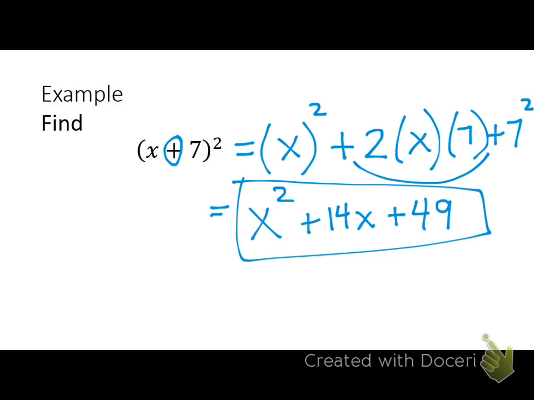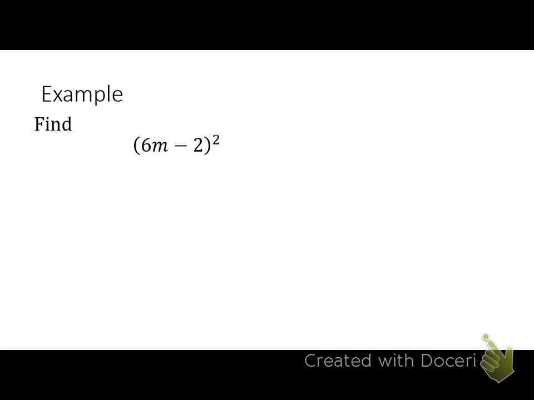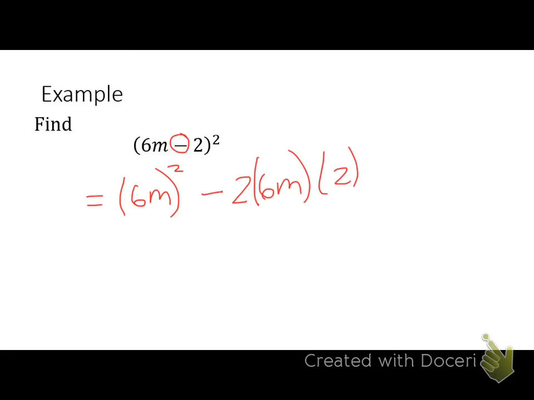So let's go and look at another one. So this one, using the shortcut, I'm going to write my first term squared. Because I have subtraction up here, I'm going to have minus my 2 times my first term times my second term, plus my last term squared. Okay, that negative is taken care of in the formula. We're going to use 2 to be the positive number 2.